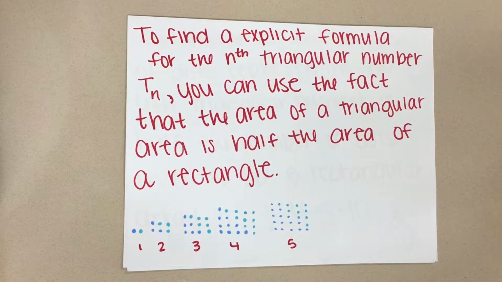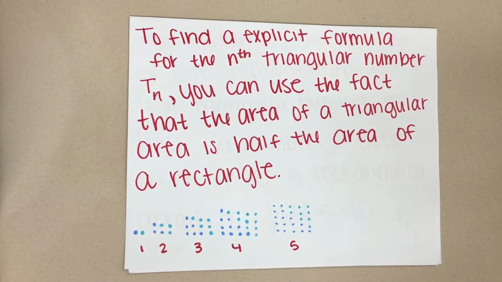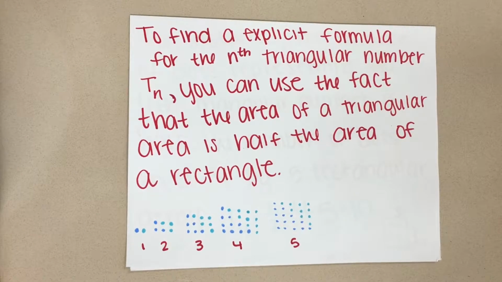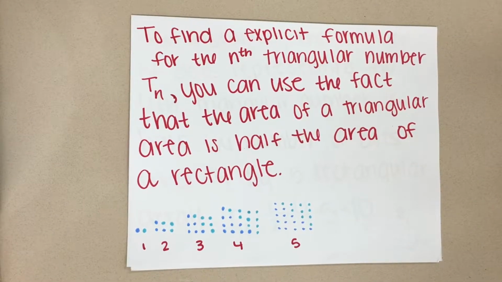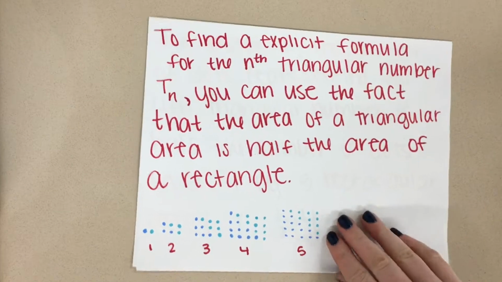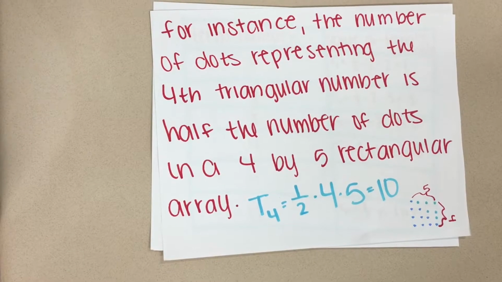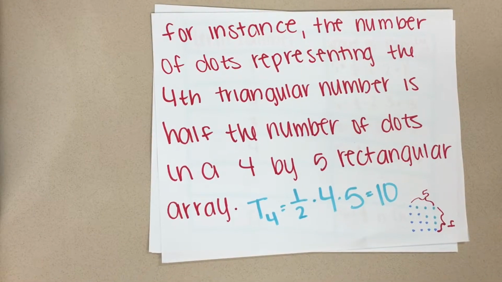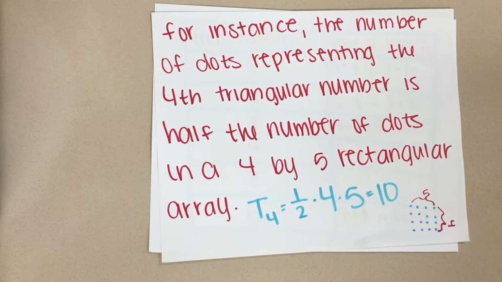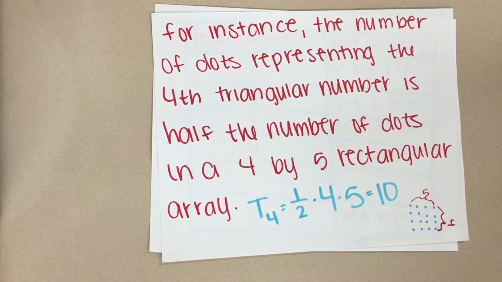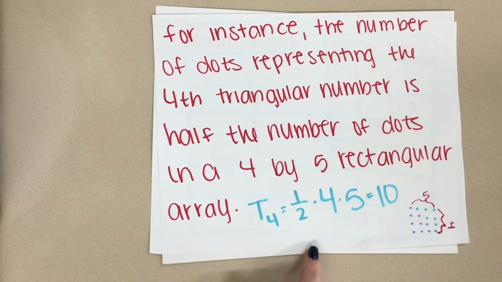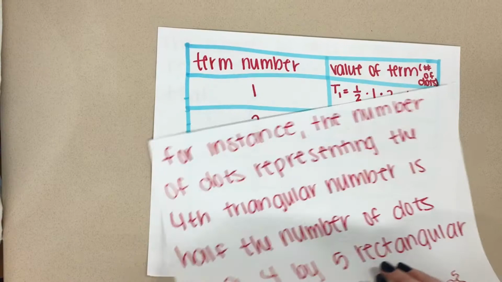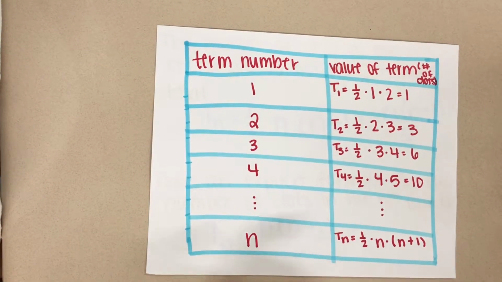To find an explicit formula for the nth triangular number, Tn, you can use the fact that a triangular area is half the area of a rectangle. For instance, the number of dots representing the fourth triangular number is half the number of dots in a 4 by 5 rectangular array. T4 equals 1/2 times 4 times 5 equals 10. We will be coming back to this chart.